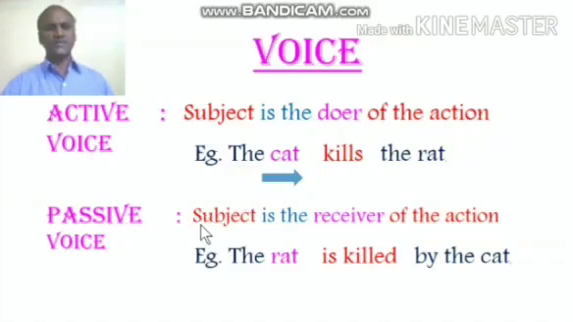Passive means if the subject is receiving the action, it is called passive voice. For example, the rat is killed by the cat. Here, the rat is receiving the action. Hence, it is called passive voice. So, active voice means doer of the action. Passive voice means receiver of the action.